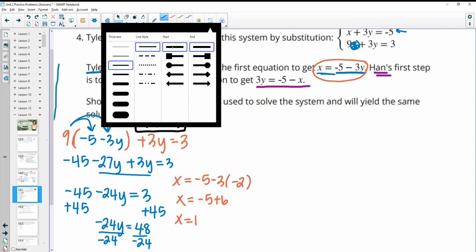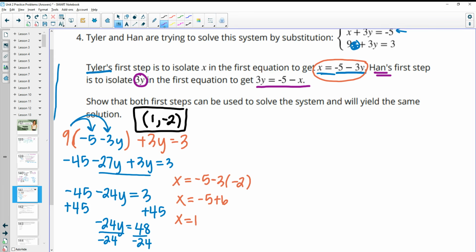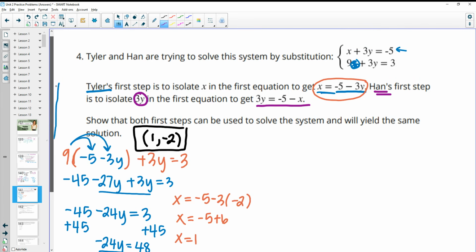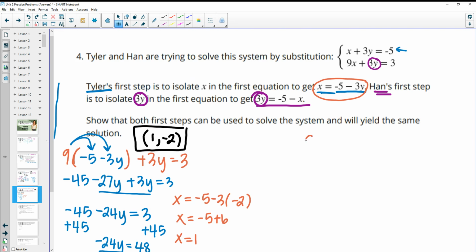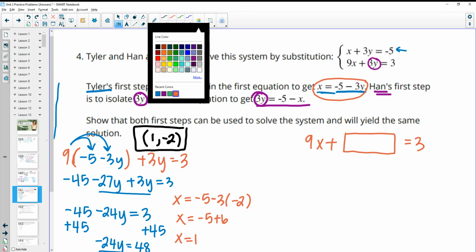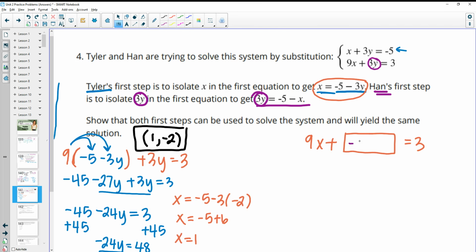If we go over and do it Han's way, his first step was that he just isolated the 3y. That's fine because we see the 3y here, so we can just substitute in for that whole thing. When we go to that equation, we have 9x plus 3y, so whatever 3y is, equals 3. Han figured out that 3y is equal to negative 5 minus x. So we'll just substitute that in for all of 3y.